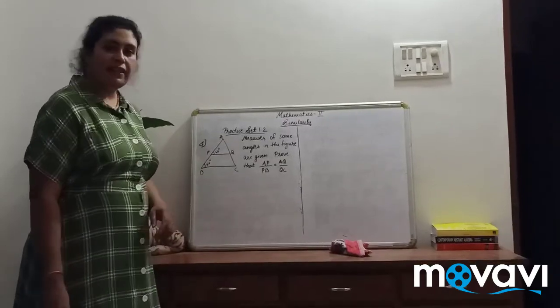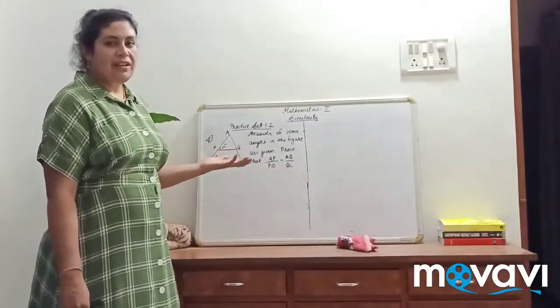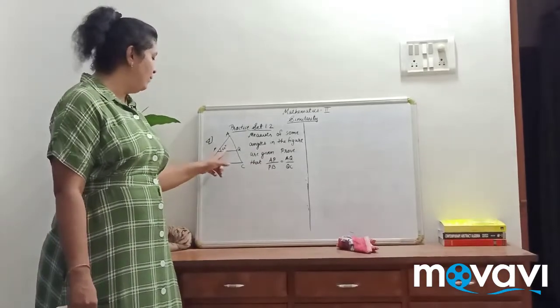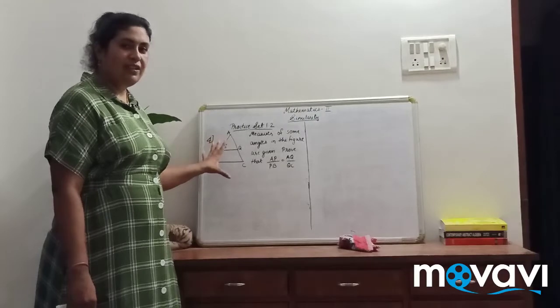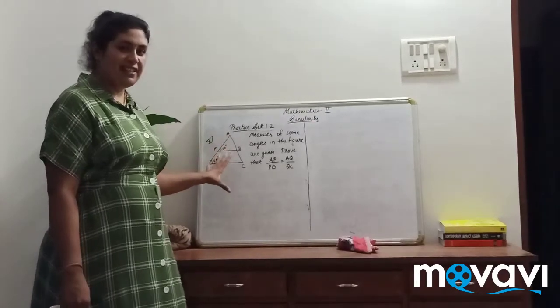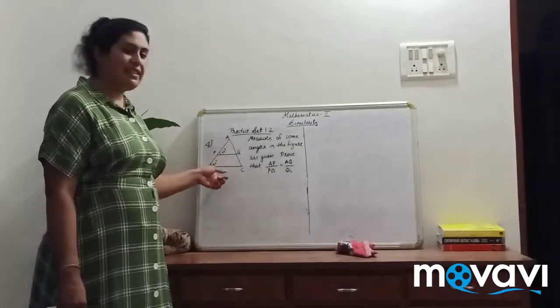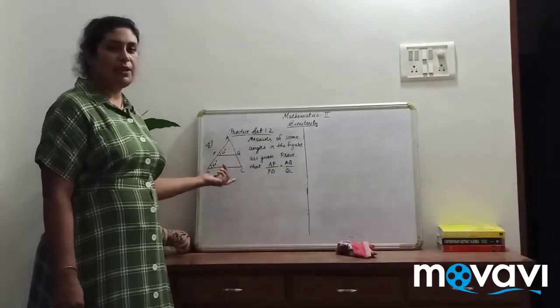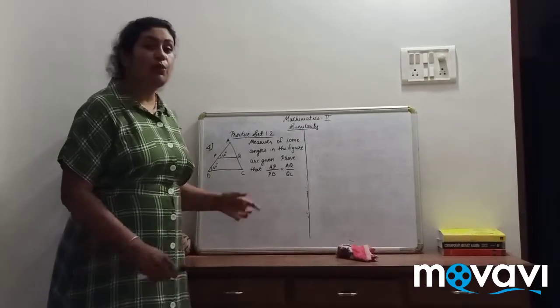So by looking at the diagram and the measures of the angle, you can directly understand that both these angles are measuring 60, and how do they look? They look like corresponding angles. So if they are corresponding angles, by corresponding angle test, these two lines are parallel. And if these two lines are parallel, we can directly go by the basic proportionality theorem. Okay. So how do we write it?